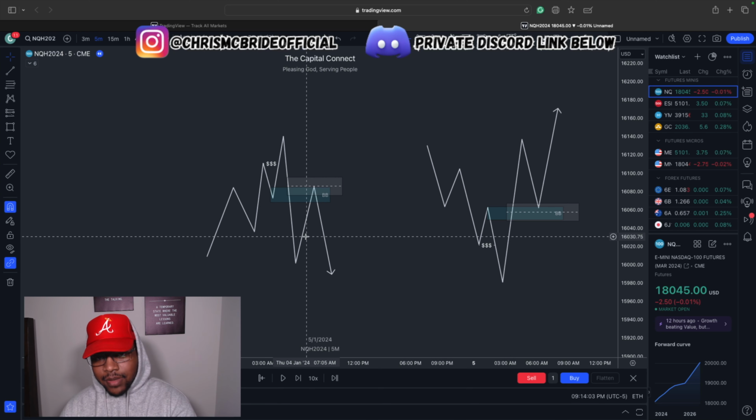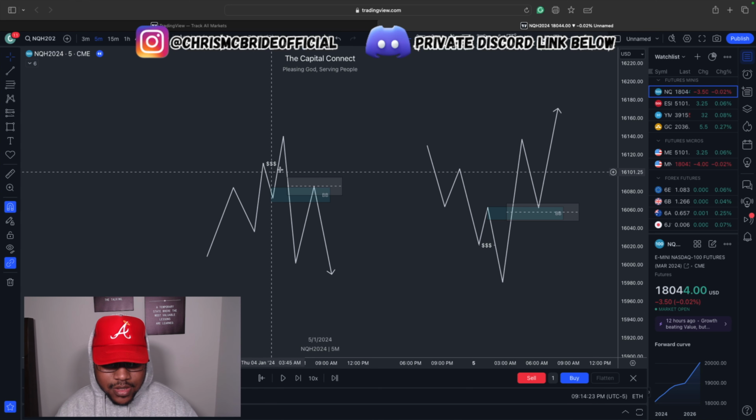You need a breaker block. What is a breaker block? A breaker block is just a failed order block. That's all it is. And then number three, and final, you need a fair value gap. Okay, so sweep of liquidity, breaker block, fair value gap. That's all you need, right? And the fair value gap needs to be overlapping the breaker. Okay, that's literally all you need.